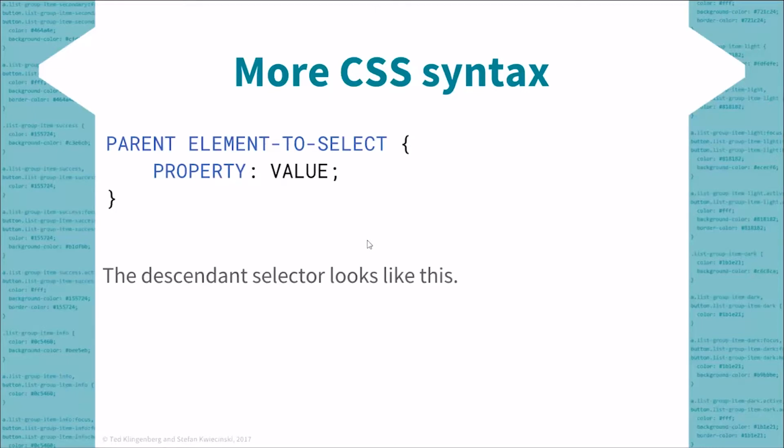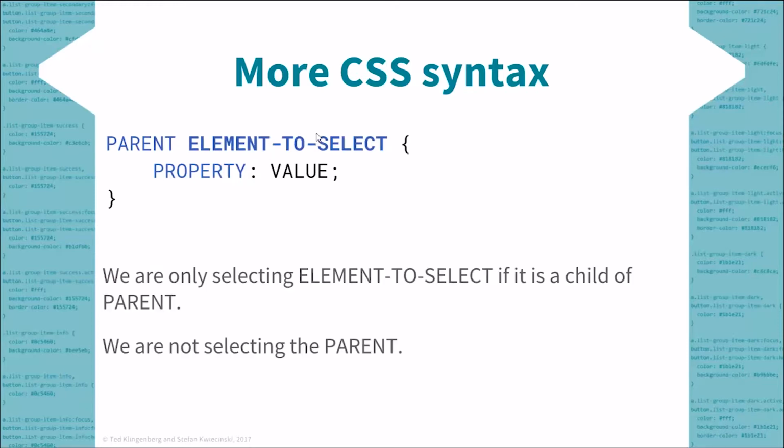So let's go over the syntax of this. So the Descendant Selector is going to look sort of like this. We have the first element here, a space, and the second element. This last element in our selector is going to be what we actually want to select. So we are not selecting the parent over here. We're not selecting that. We're just saying that this element is contained within the parent.